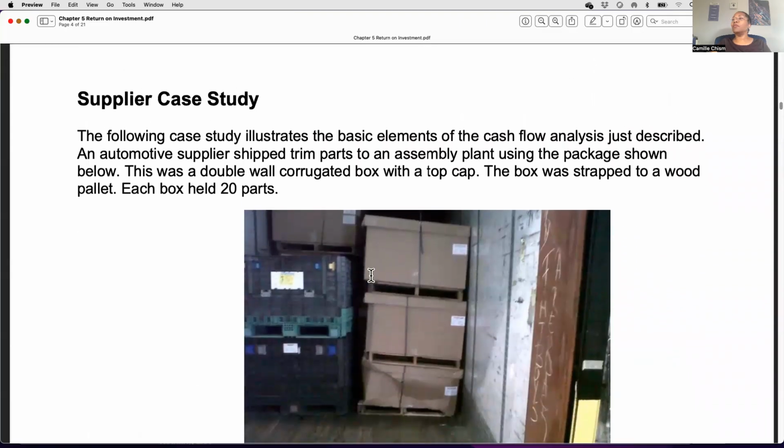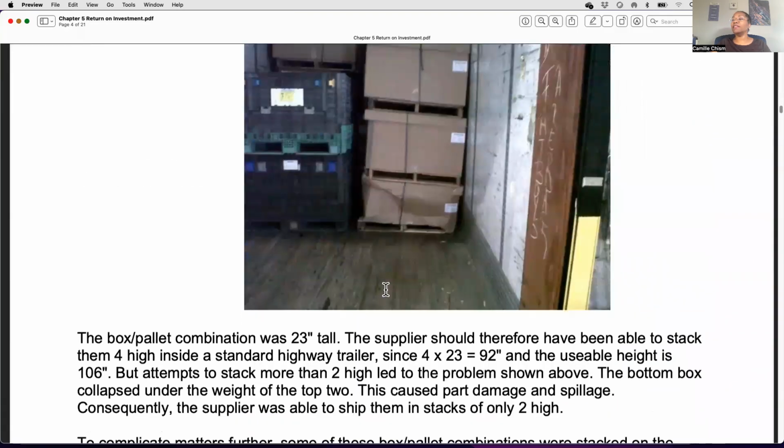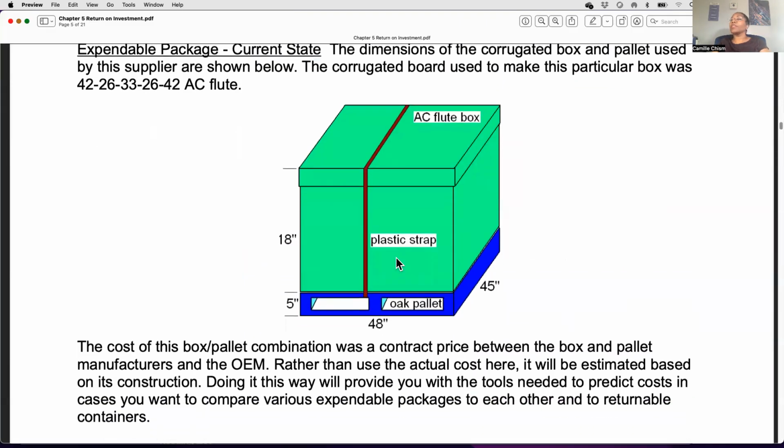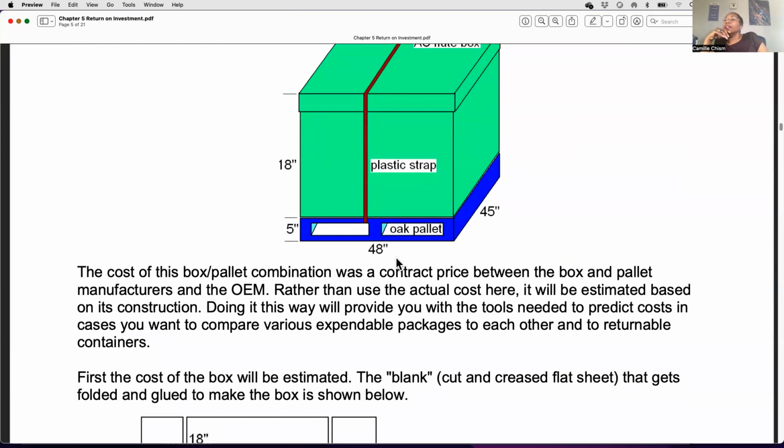And you can see what they actually are receiving doesn't look as neat and tidy as this proposed drawing, right? Another thing you have to look at for this particular box is expendable pack. The price was contracted between the box and pallet manufacturers and the OEM. So even though the supplier is getting these boxes in, the OEM is saying, we're not going to pay more than $20 for these. They actually have more leverage because their volumes are bigger. So maybe they're using this box for other items.